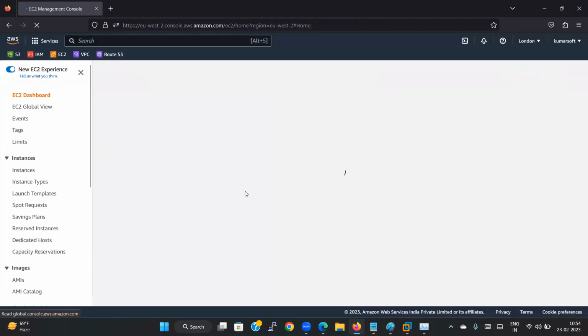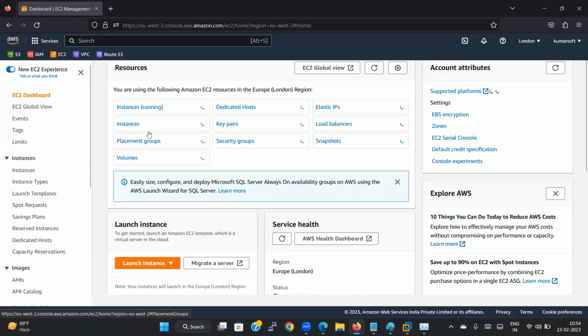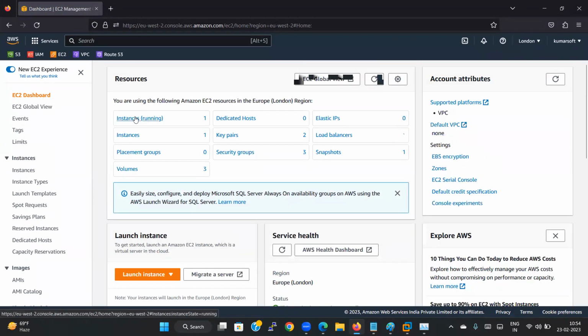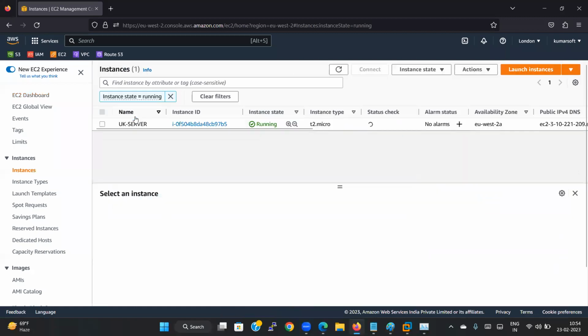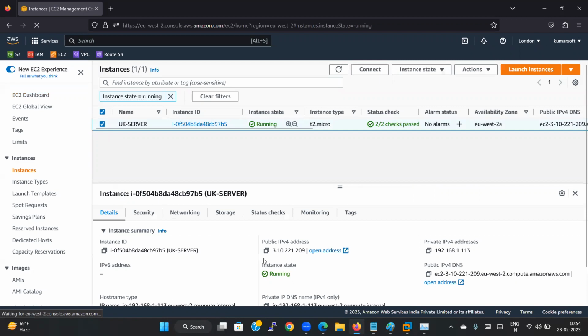If I deploy a server, just try to understand, I am deploying a server here. One instance is running. The UK server is running. That's well and good. If I want to access that, I have the public IPv4 address. Without this IPv4 address, I cannot make the communication. Here we have the private IPs too. There are two types of IPs: one is public IP and the other is private IP. We will get into that, but as of now you need a brief understanding of IP addresses. Without IP addresses, you cannot make the communication.